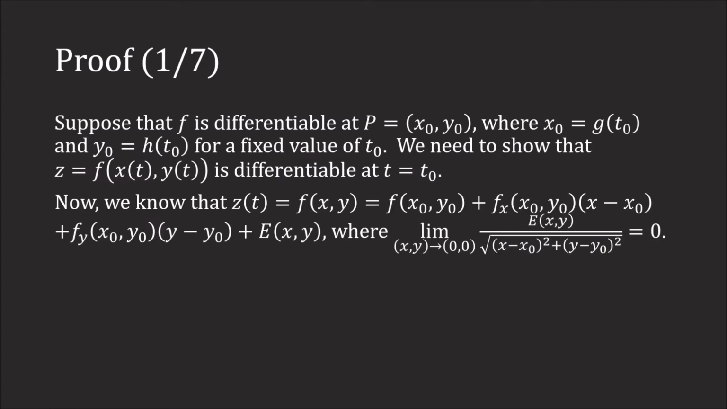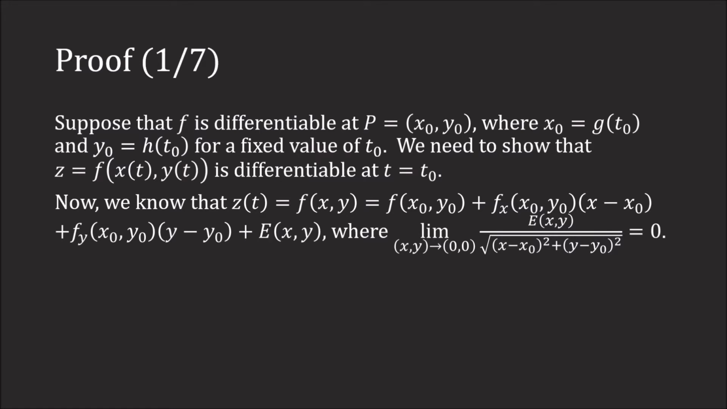Now, we know that z of t is equal to f of x, y, which equals f of x naught, y naught, plus f sub x of x naught, y naught times x minus x naught, plus f sub y of x naught, y naught times y minus y naught, plus e of x, y, where the limit as x, y approaches x naught, y naught of e over the square root of x minus x naught squared plus y minus y naught squared is equal to 0. This is from the definition of differentiability.